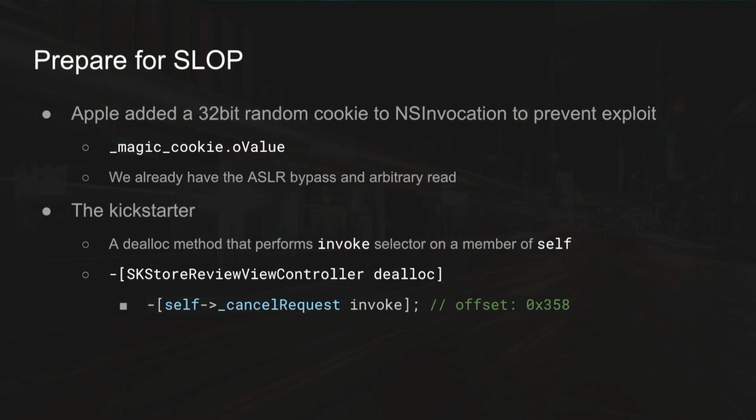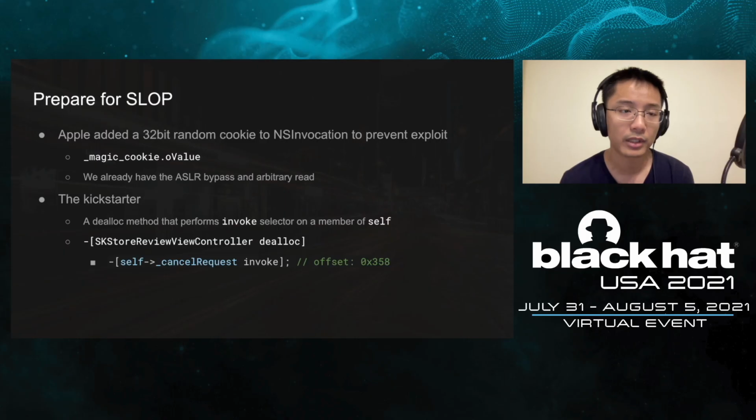But after Project Zero published its iMessage zero-click exploitation, Apple added a 32-bit random cookie to NSInvocation to prevent exploitation. Since we already have the ASLR bypass and arbitrary read, we can read this number from this magic cookie value to get this random cookie.